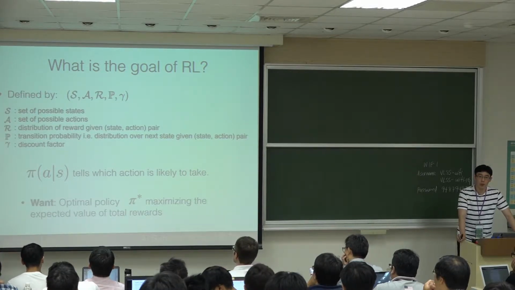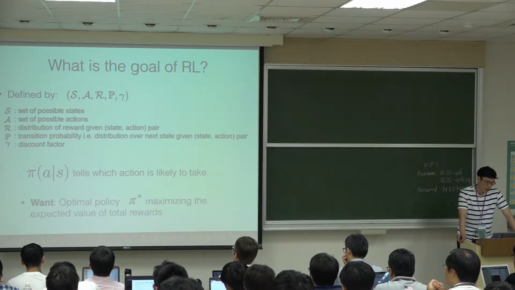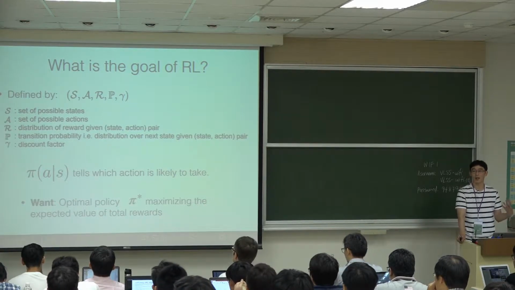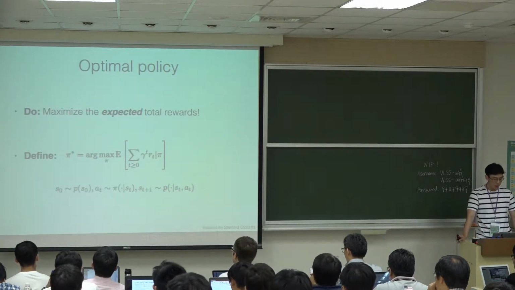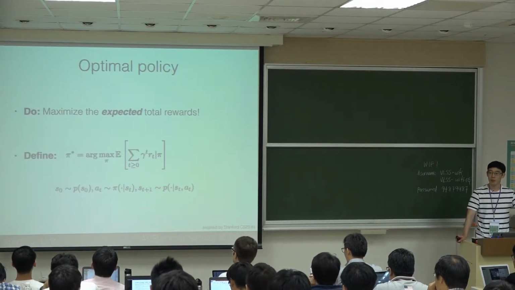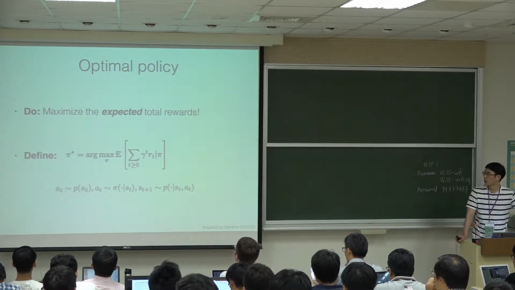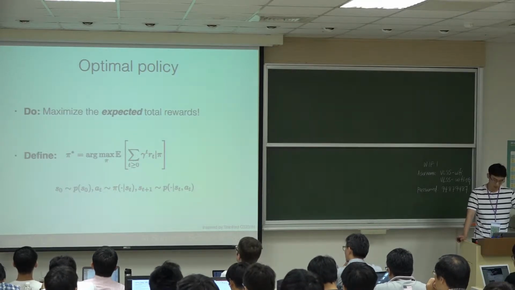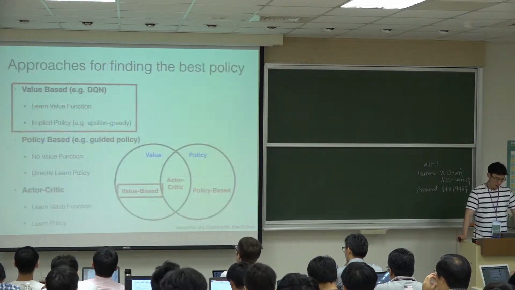Our goal is to find the optimal policy which maximizes the expected value of total reward. So our goal is to get the highest reward overall, given this discount factor. More formally, this is to maximize the expected total reward with the given discount factor, gamma, and the human-made reward design. I will skip this part.